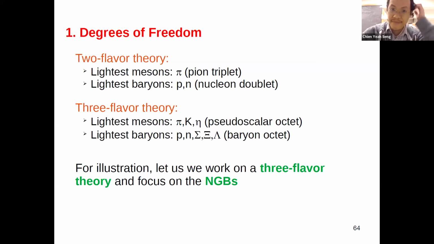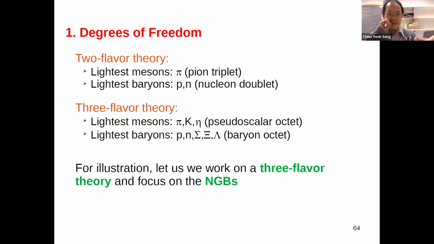So now the degrees of freedom of the two flavor theory, namely we have up and down quarks. Then we choose only the lightest mesons and baryons. The lightest mesons are the pions, so we have 3 pions and 2 baryons, namely the proton and neutron. But if we want a 3 flavor theory which involves up, down, and strange, then we will include the lightest meson octet, which is the pi, K, and eta, and also the lightest baryon octet, which is proton, neutron, sigma, xi, and lambda.